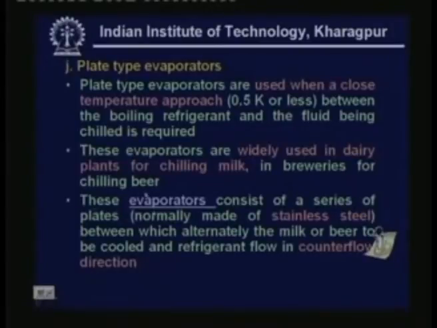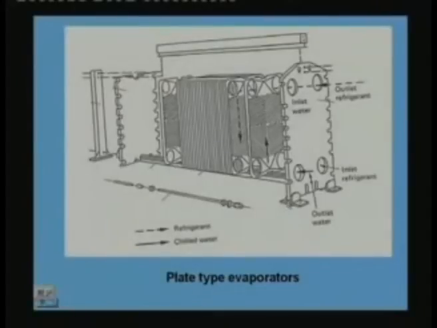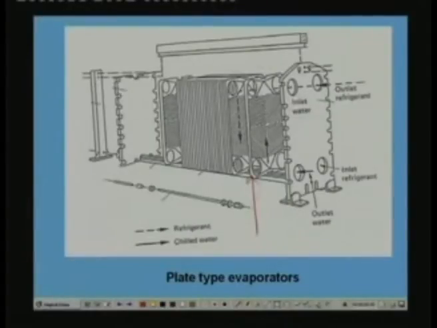So let me show the picture of a plate type evaporator. So you can see here that there are a large number of plates. This is one plate and this is another plate. So like that a large number of plates are stacked together. And the flow passage is there between these two plates. That means there is some gap between these two plates through which the fluid can flow, right?